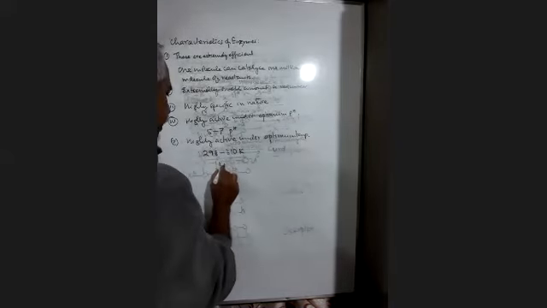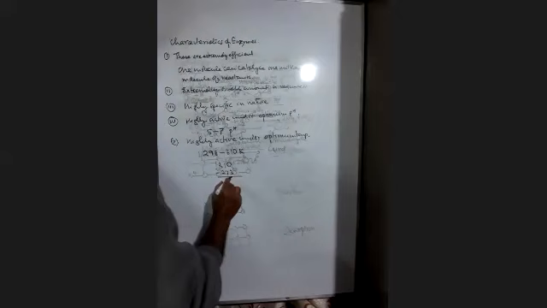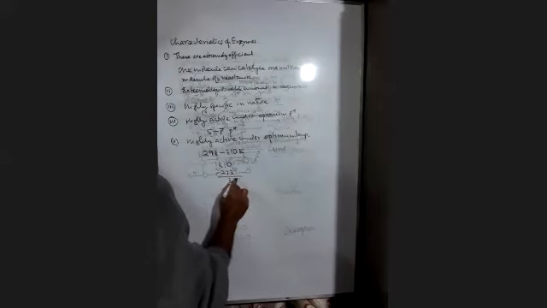Okay. 310 Kelvin is what? If I subtract 310 minus 273, how much does it come to? It comes to 37. Body temperature. 37 degrees Celsius. That is the normal human body temperature.